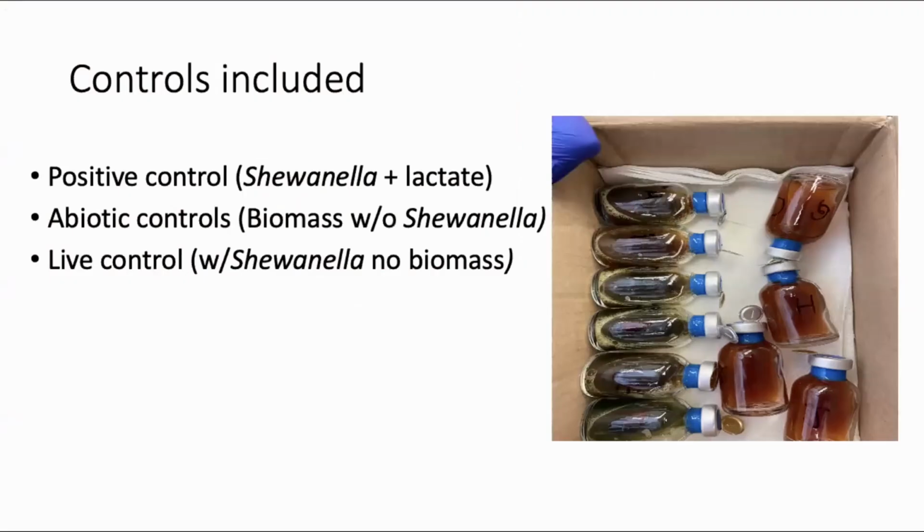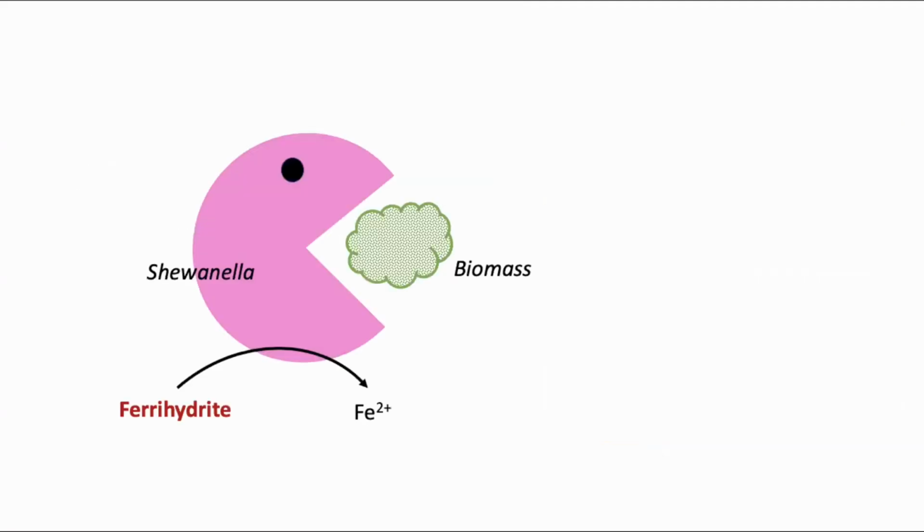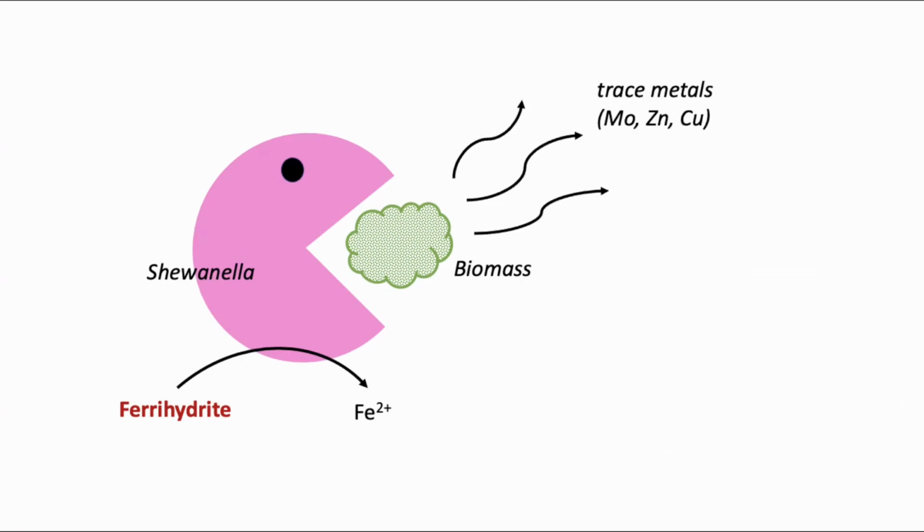Now, because this is experimental microbiology, I also included a number of different controls. So this includes a positive control, abiotic controls, and a live control. And so these are all just vials that are used for a basis of comparison with which to compare data from my experimental vials. So I did these experiments where I fed Shewanella phytoplankton biomass. And in doing so, would hope that they would consume this biomass and release trace metals.